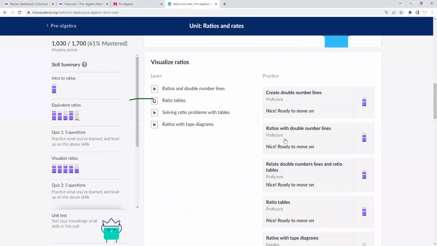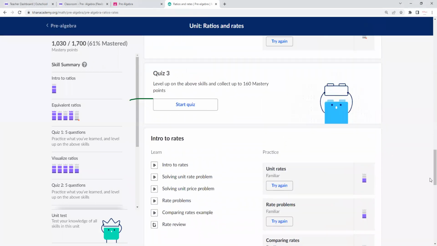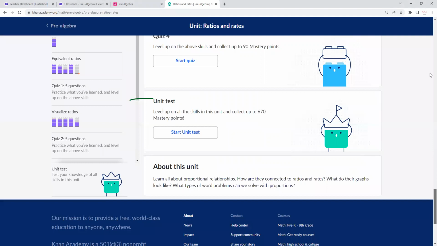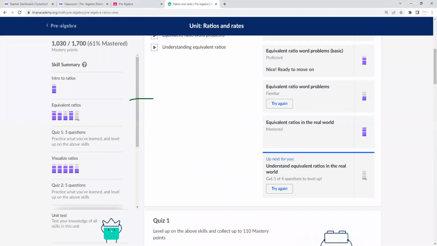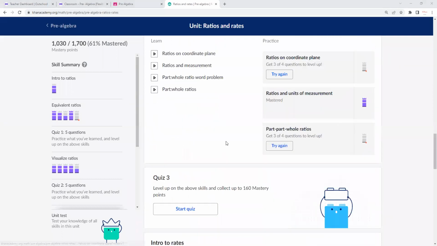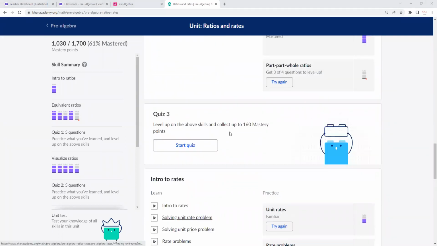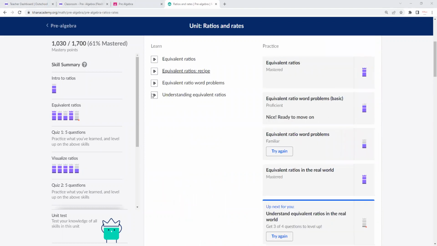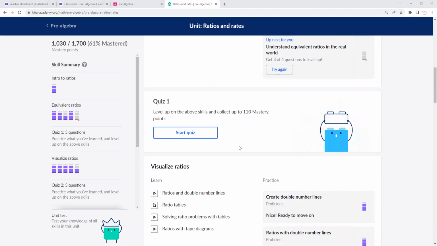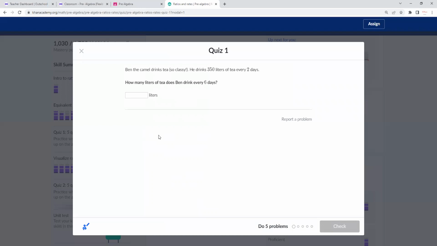So you're going to be dealing with a lot of ratios. This unit is pretty long. So maybe just start with the unit test, and whatever you need to work on, go from there. Or you can do the quizzes, which review each little portion.